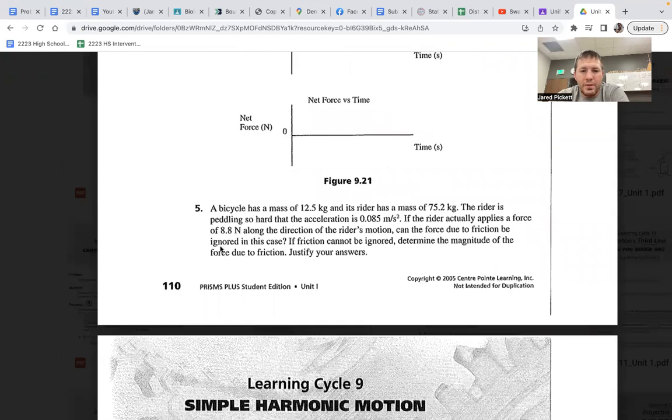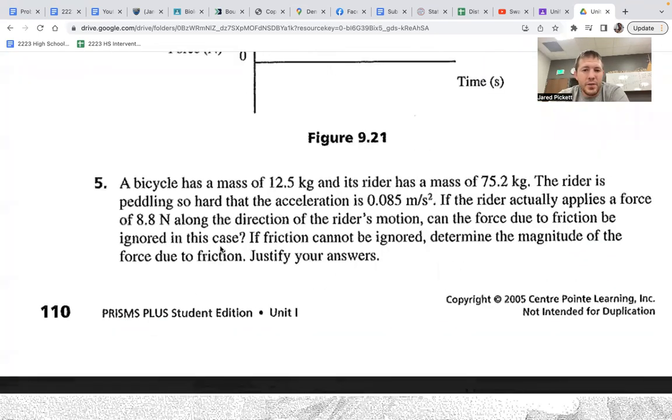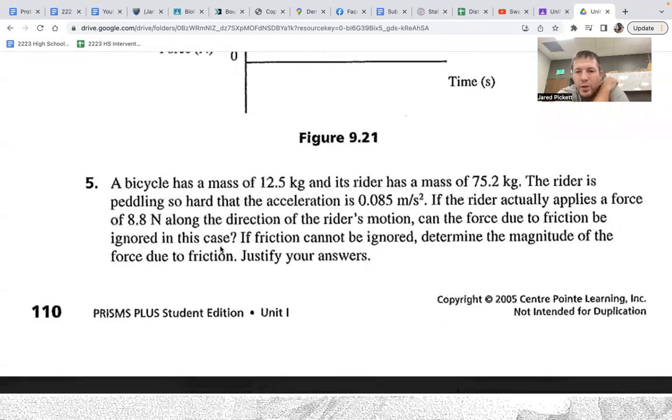All right, let's go through 5. A bicycle has a mass of 12.5 kilograms, and its rider has a mass of 75.2 kilograms. The rider is pedaling so hard that the acceleration is 0.085 meters per second squared. All right, so they're getting faster. If the rider actually applies a force of 8.8 newtons along the direction of the rider's motion, can the force due to friction be ignored in this case? If friction cannot be ignored, determine what the force of friction is.